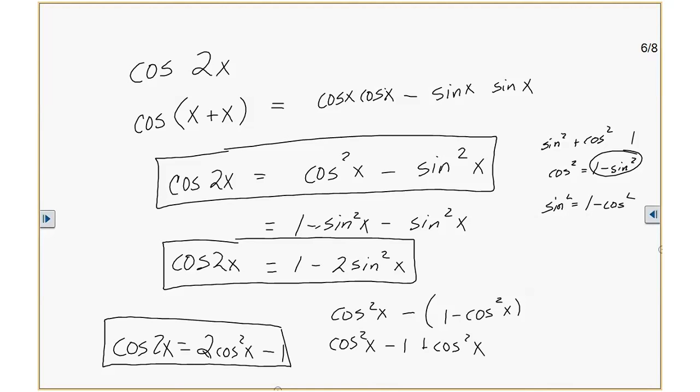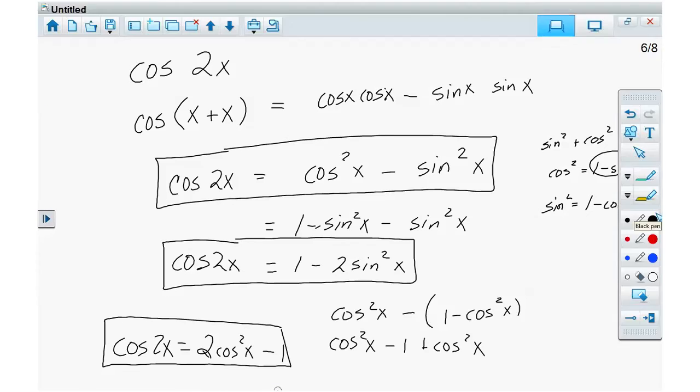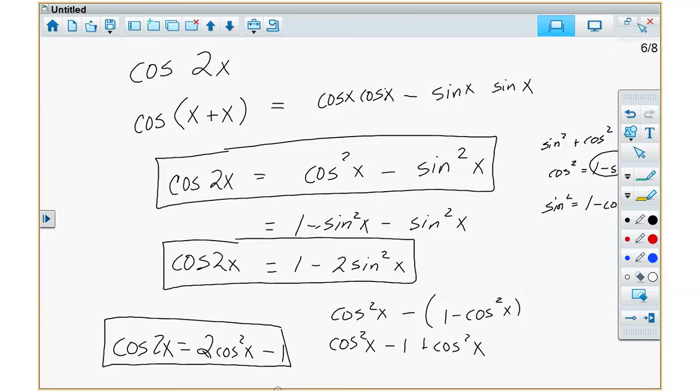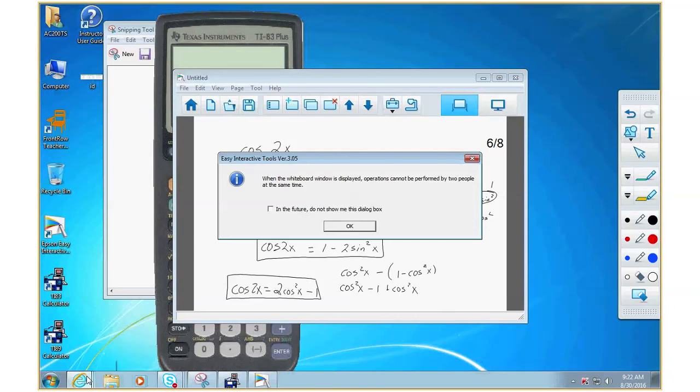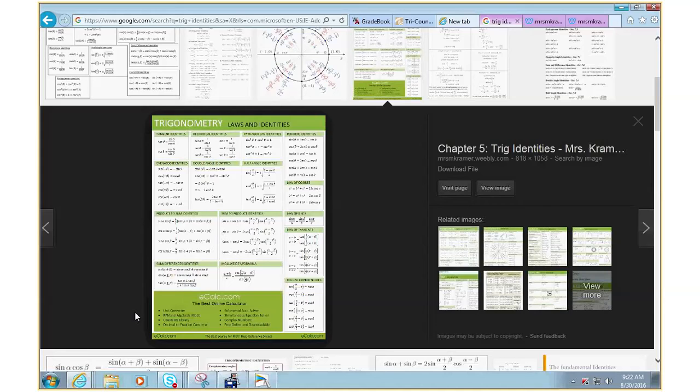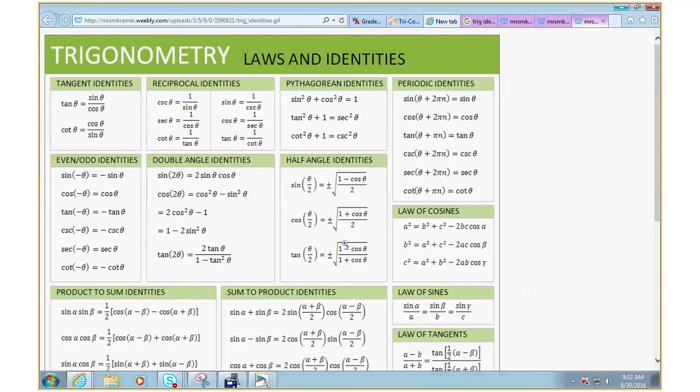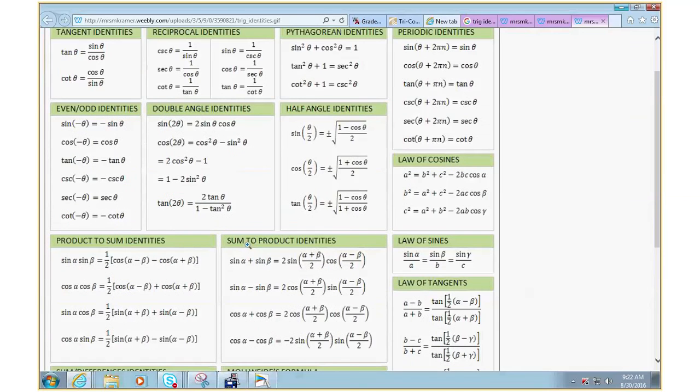Now let's look back at our sheet. Look back at our handy dandy trig identity sheet. I'll bring it back for those that haven't moved down yet. Go back to our handy dandy trig identity sheet. And which one did we do?